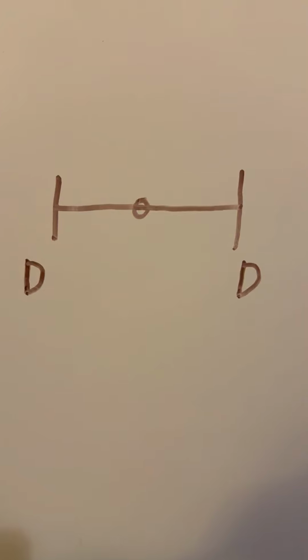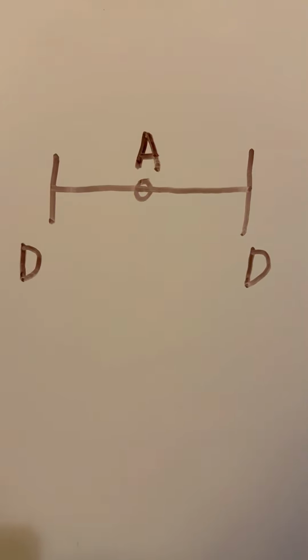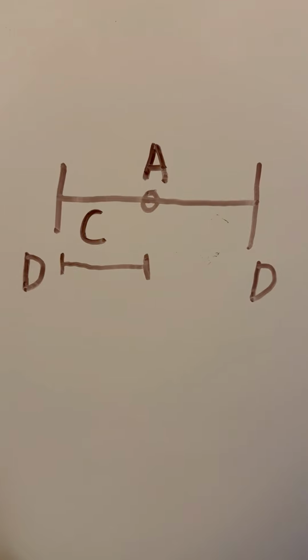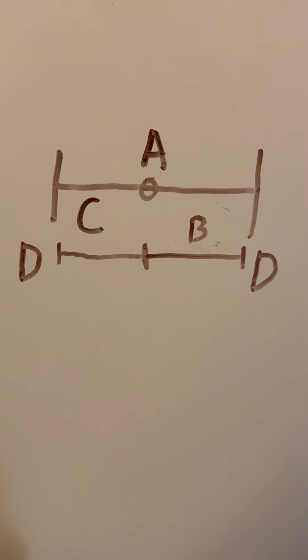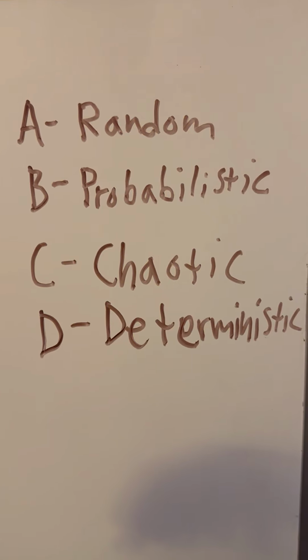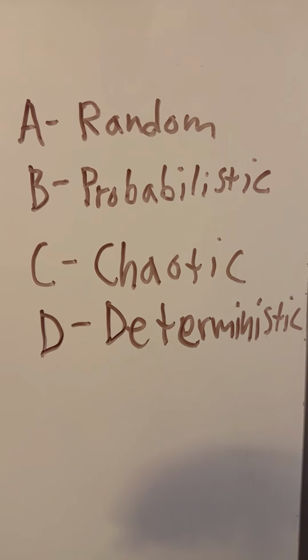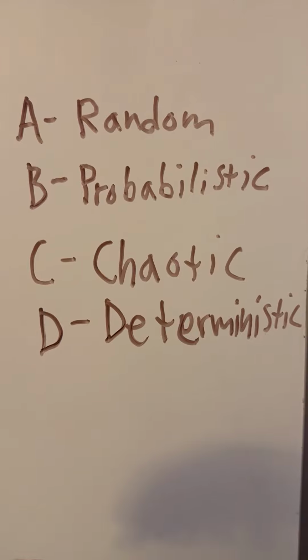Suppose we have a line, two endpoints labeled D, a center labeled A, the left half of the segment labeled C, and the right half of the segment labeled B. The corresponding letters mean A, random, B, probabilistic, C, chaotic, and D, deterministic.